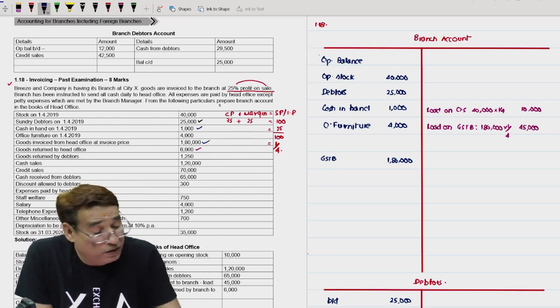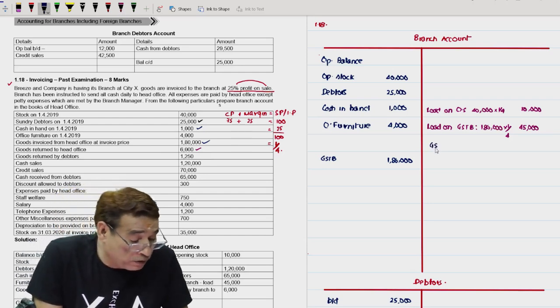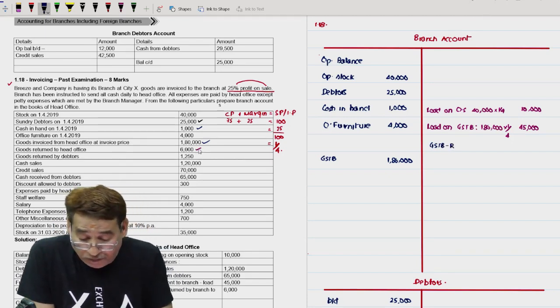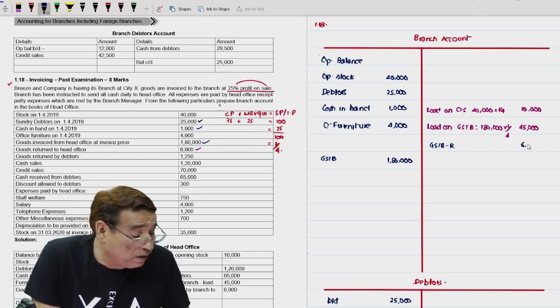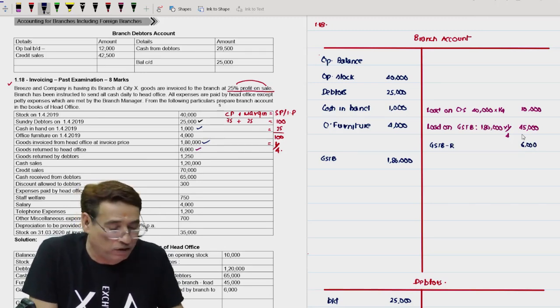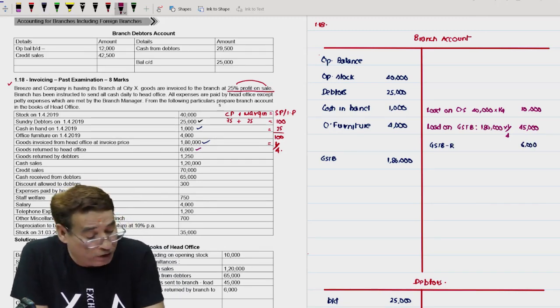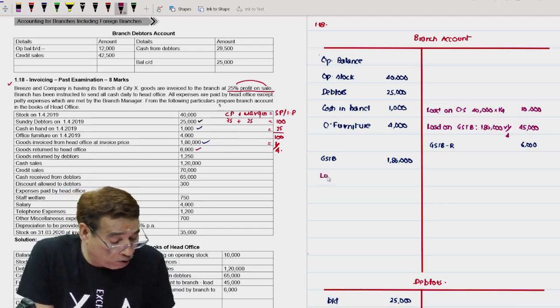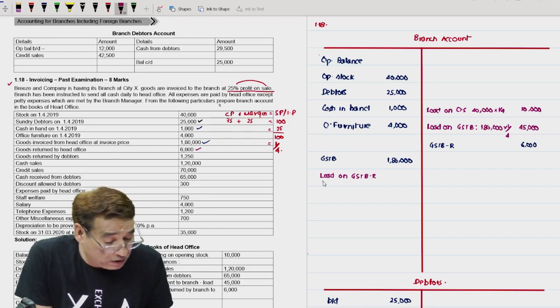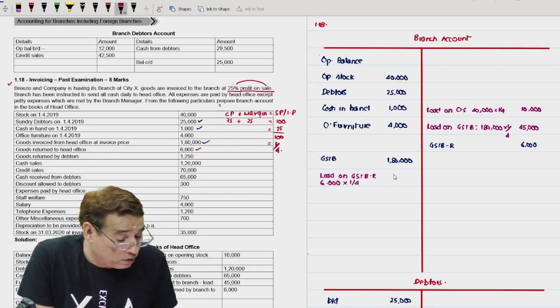Towards the credit side of the branch account, first of all, I will write goods sent to branch account and returns. So goods returned to head office is equal to 6,000. So this is the transaction which is taking place between branch and head office. That is why it will find place in the branch account. And obviously now I will have to extract the loading portion. So I will write here load on goods sent to branch returns. 6,000 is the amount and loading will be equal to 1/4. So 1,500 will be loading portion.